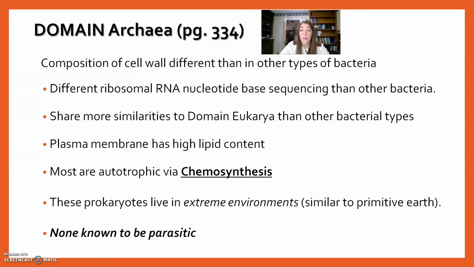Most are autotrophic by chemosynthesis, so instead of using sunlight, they use chemicals and the reactions that happen in their environment to create their own nutrition. These prokaryotes also live in extreme environments. They're called extremophiles, meaning they love extreme things. And so they actually have been thought to be one of the earlier primitive organisms on the Earth. So they like to be in the primitive Earth environments. And one of the best things about them is there's none known to be parasitic.